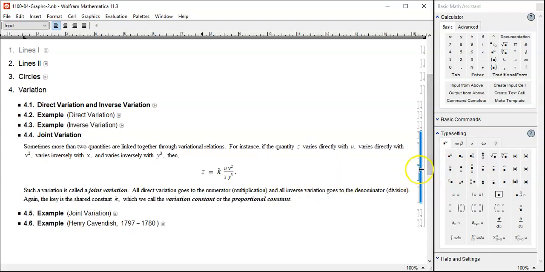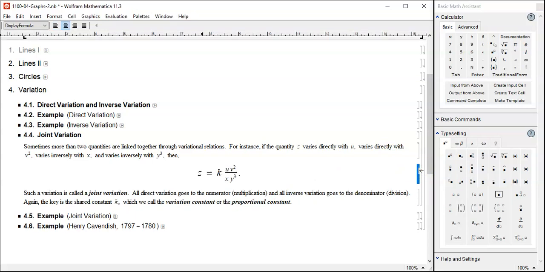Here's an example. How many variables are there in this problem? There are 5 variables. K is a constant that doesn't change. It is called either variation constant or proportional constant. In any case, this is constant, it doesn't change. The others are all variables. And how are they related? How do they vary? Quantity C varies directly with U. So this is going to be a multiplication, and indeed, U is in the numerator. It is indeed a multiplication.